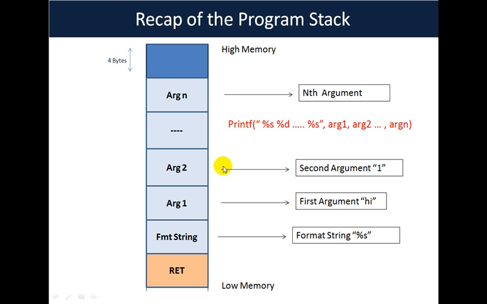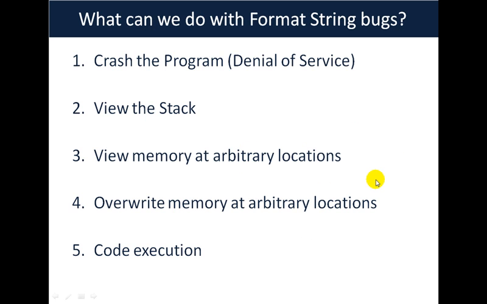So now coming back to the format string part, the next question that arises is what can we do with format string bugs? There are a couple of things we can do. The first is crash the program. Secondly, view the stack. We've done a little bit of that in the last demonstration. Then view memory at arbitrary locations. Fourth would be overwriting memory once again at arbitrary locations. And finally, fifth is some sort of code execution happening.